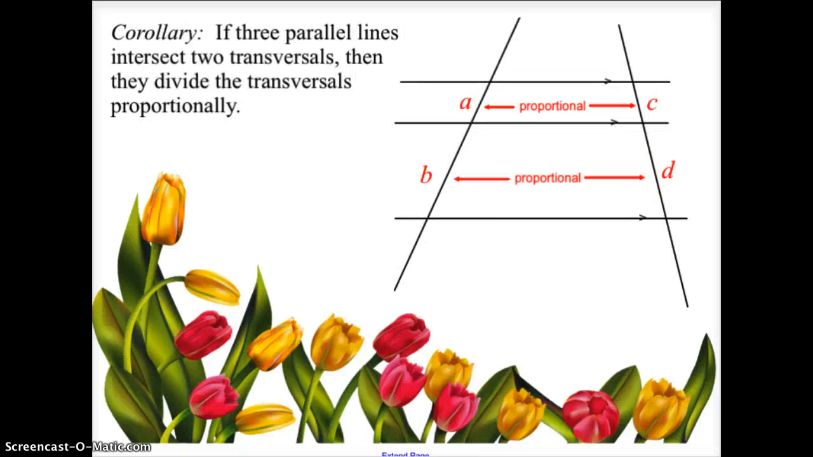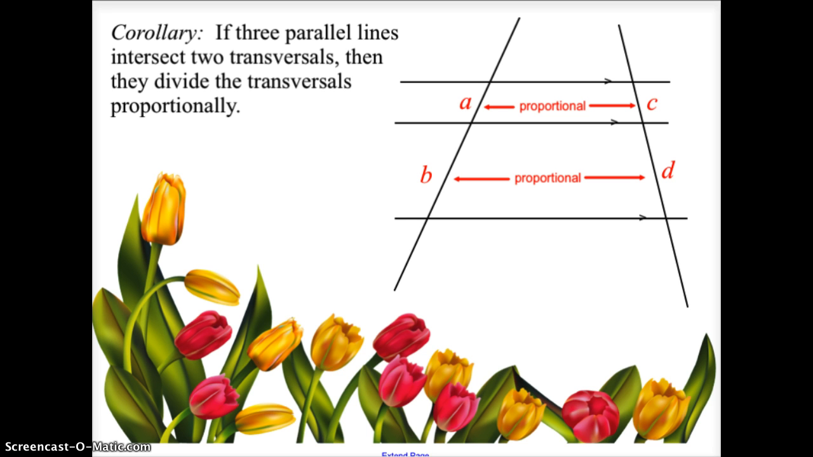The next is a corollary that says if three parallel lines intersect two transversals, then they divide the transversals proportionally. Think back to the theorem that we used back in chapter 5 that said if three parallel lines cut off congruent segments on one transversal, then they cut off congruent segments on every transversal. This is the same thing, but instead of congruent segments, we have proportional segments.